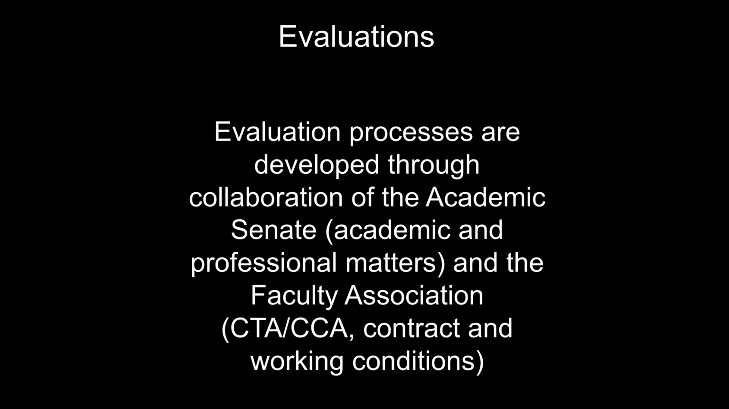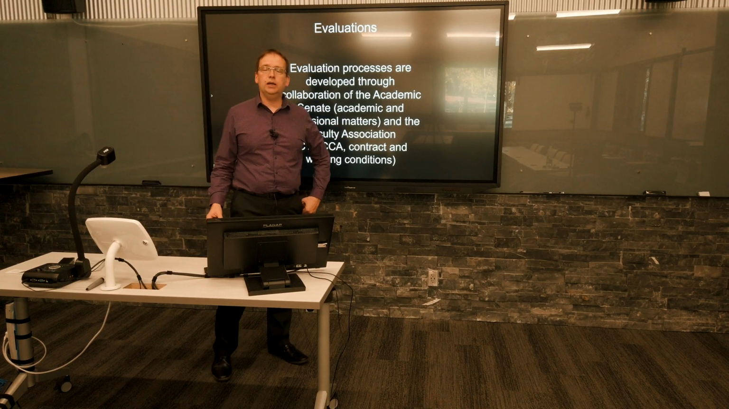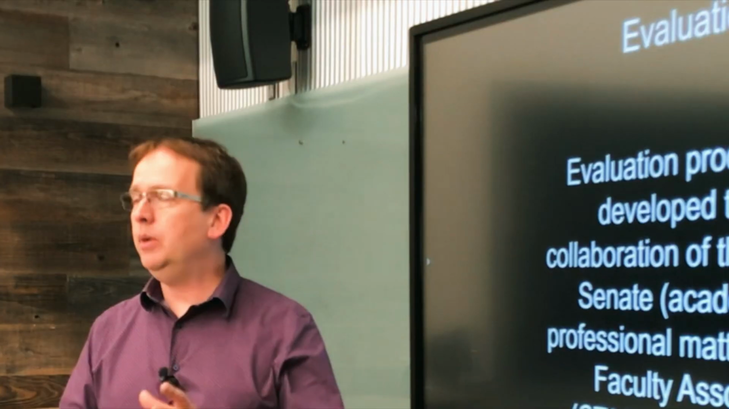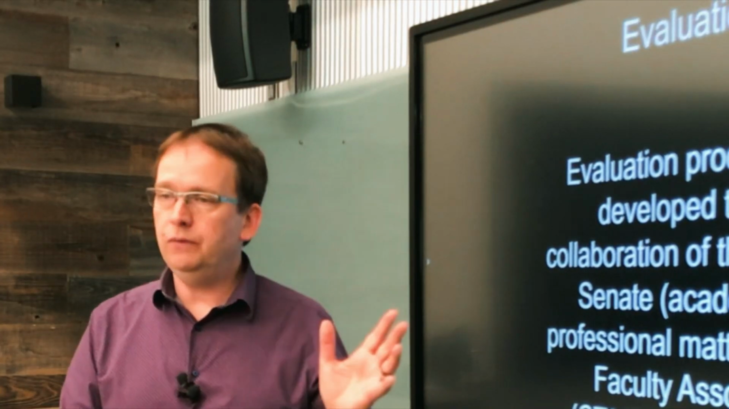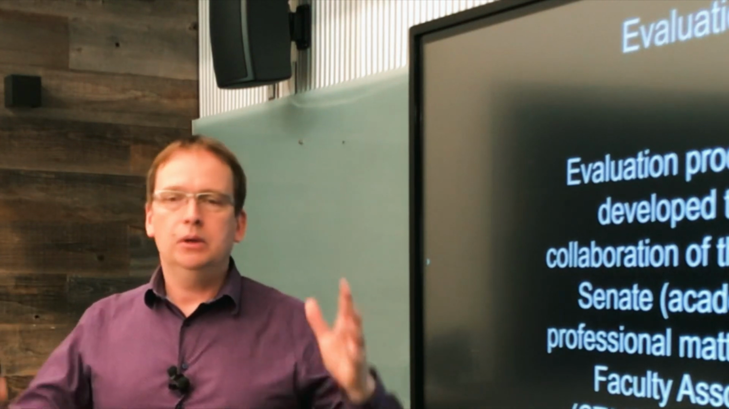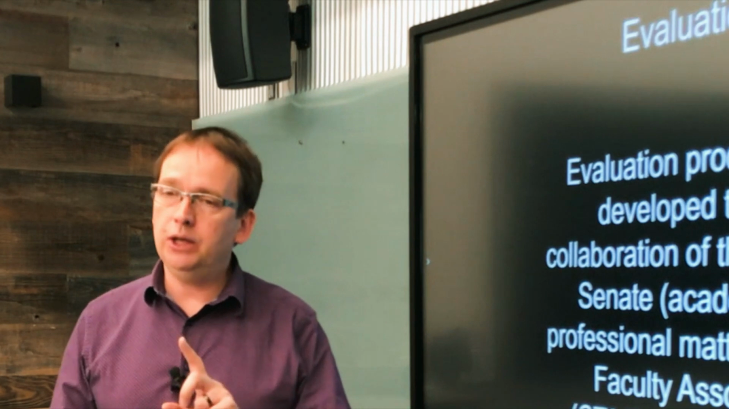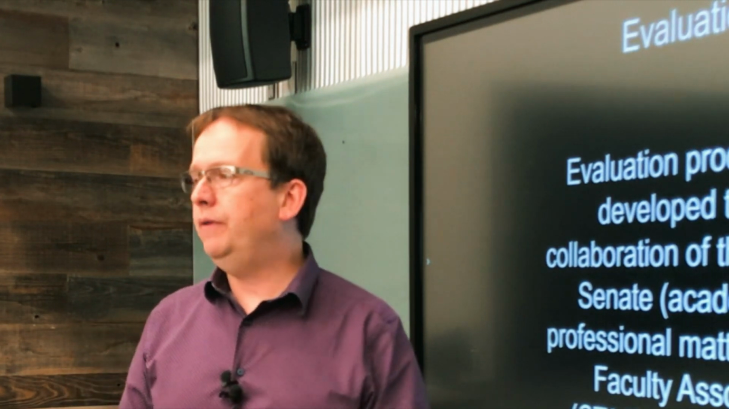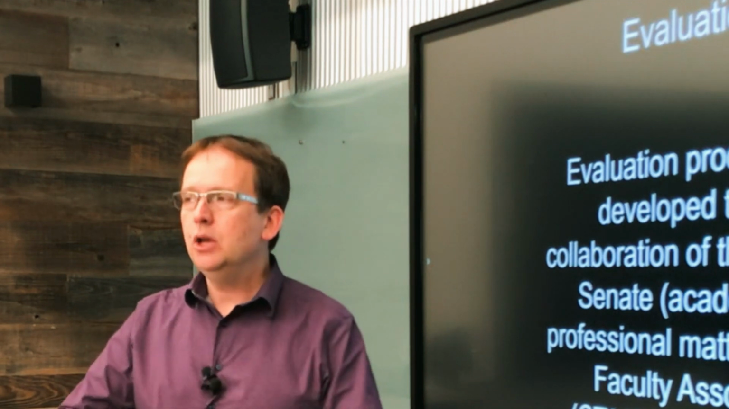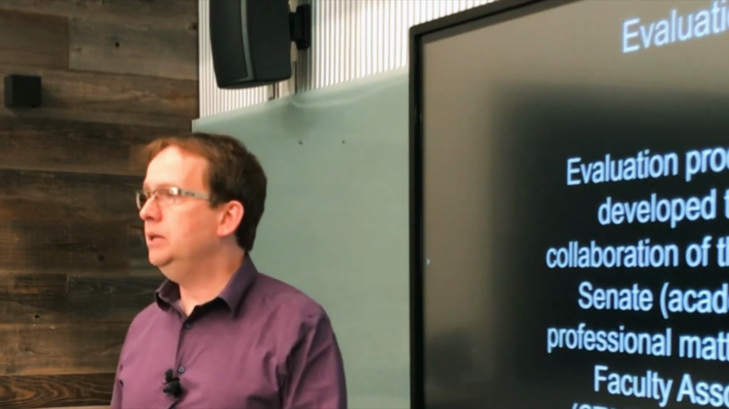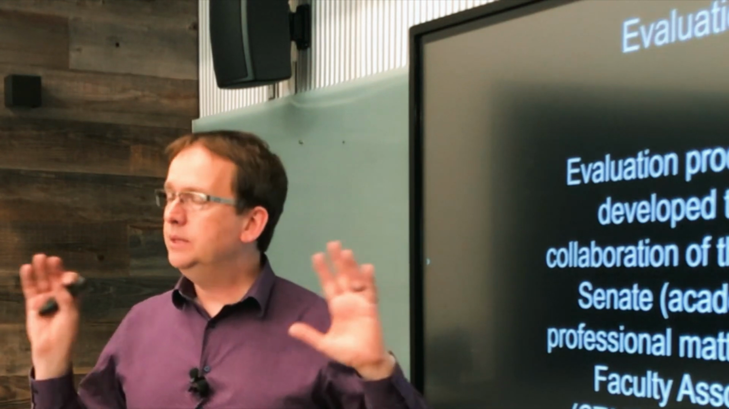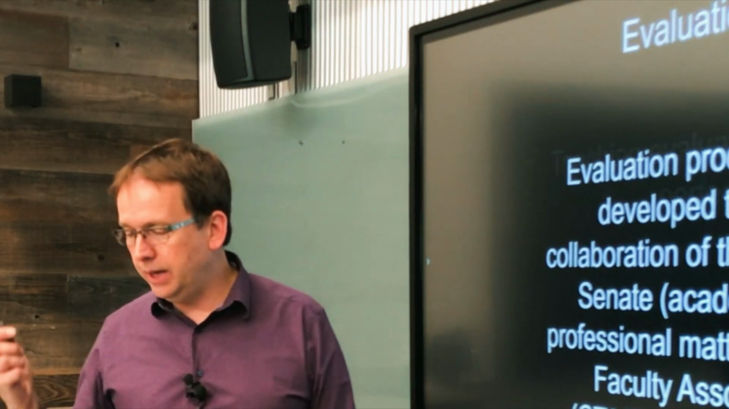Evaluation processes, if you're interested in that contractual side, are a collaborative process through both the Academic Senate, which focuses on the academic and professional matters, and the Faculty Association, the bargaining unit through the CTA, CCA, which deals with contract and working conditions at the college. So it's a collaborative process coming up with an evaluation procedure, with evaluation forms, and we always take into account suggestions from faculty. So if you have a concern about how evaluations are being administered, or about how evaluations are written in terms of the questions, reach out to any of us on the Senate, or a bargaining team on the association. If you don't know who those folks are, send any of us an email on campus and we can very quickly get you that information.